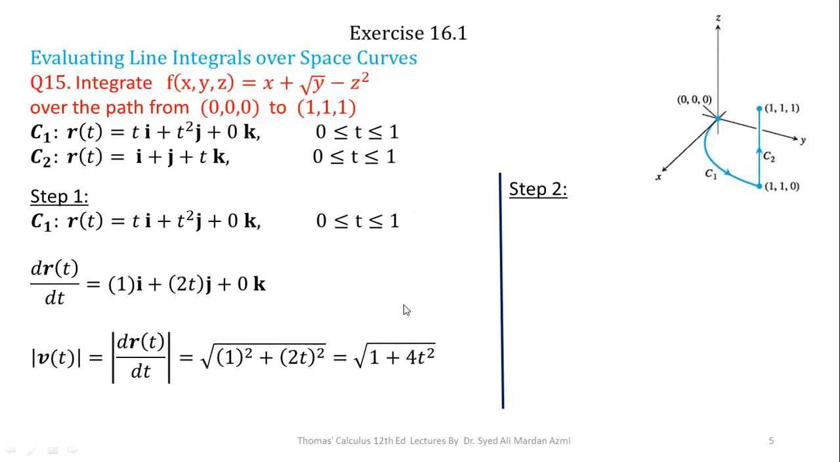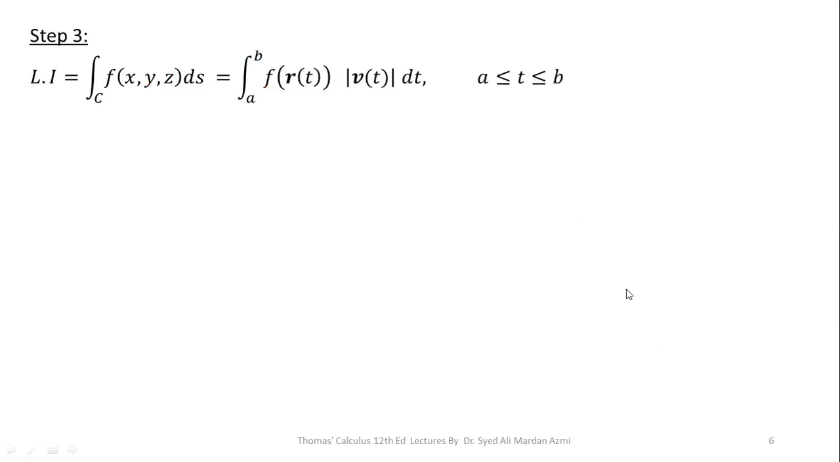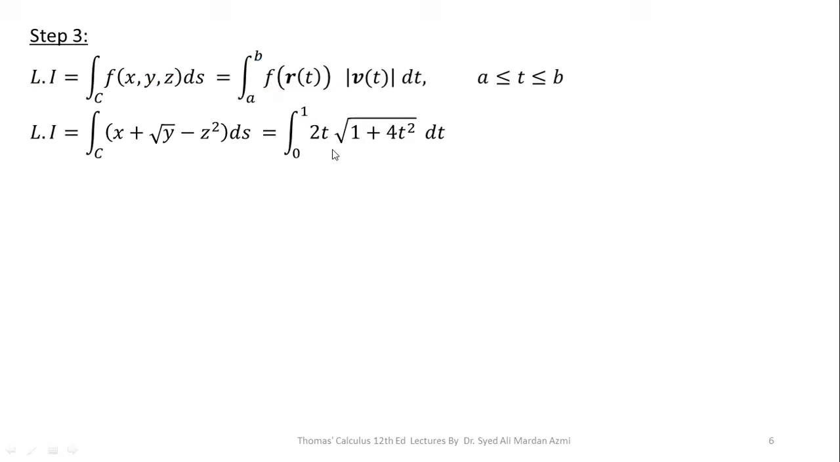Next, in step number 2, we will transform our force function in the form of t. Here, please note that the value of x is t, the value of y is t square, and the value of z is 0. So substituting these values, I have t plus square root of t square minus 0. Making the simplification, I got f of r of t is equal to 2t. So after completing step number 1 and step number 2, we can evaluate the line integral along the path C1. The line integral along the path C1 is 2t into square root of 1 plus 4t square.